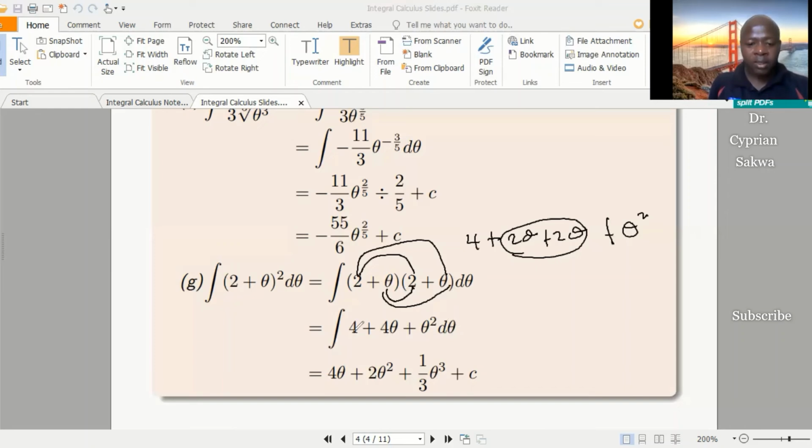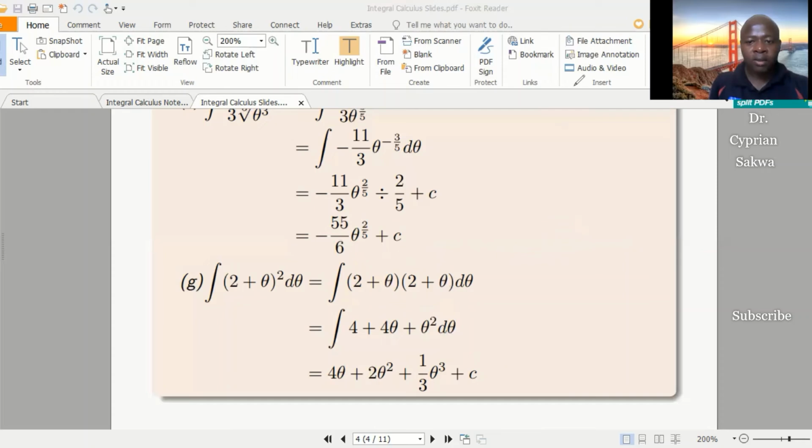Now integrating this with respect to theta, a constant gives you 4 theta, plus, add 1 to this. There's a 1 here, so you add 1, that becomes 2, and then divide by 2. And so you'd have 2 theta squared, and then when you add 1 to this 2, you get 3, and divide by 3, you get a third theta cubed, then plus constant of integration. That is how we do that question. So it was just easy. First of all, expand this. But there's another way of doing that. So we have various ways of doing this.